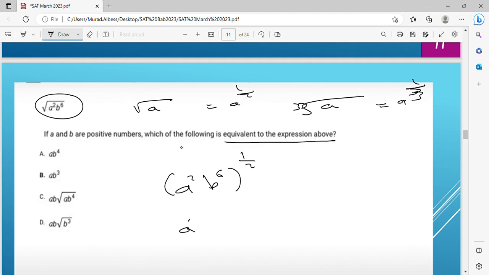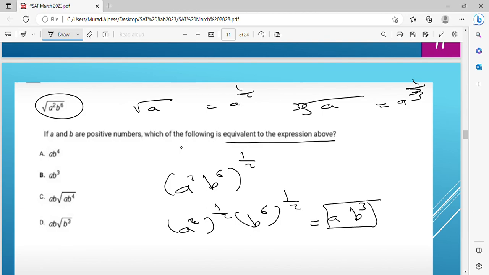Now, a to the power 2 to the power half and b to the power 6 to the power half. So 2 times half is 1 and 6 times half is 3. So it is a b to the power 3. That is the answer.